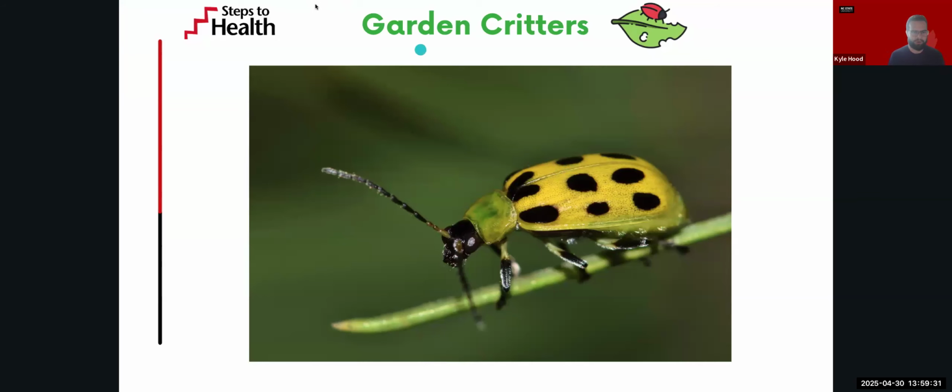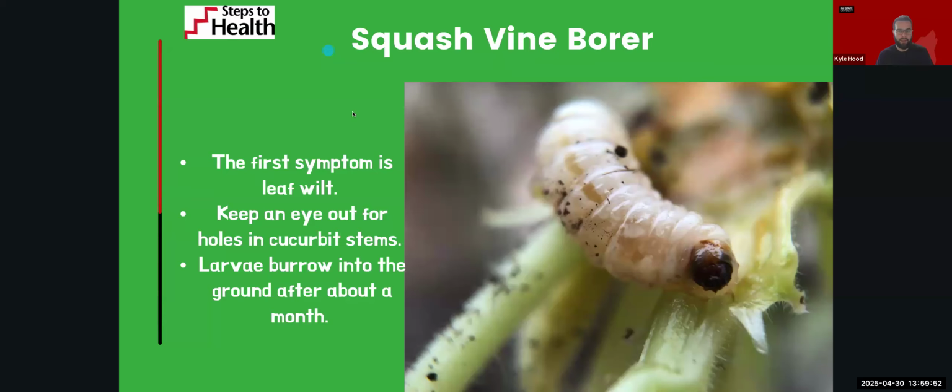So let's talk about some garden critters that you'll see this summer that might cause you some issues in your garden. And we'll focus on the critters now, their life cycle, and then afterwards we'll talk about some ways to deal with them organically. And the first one we're going to mention is the squash vine borer. This is a nightmare in your garden if you've ever experienced this before.